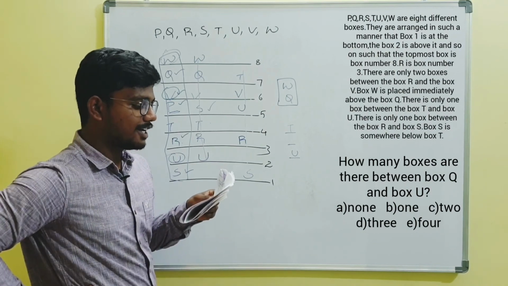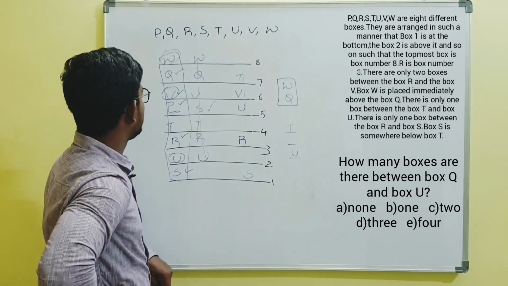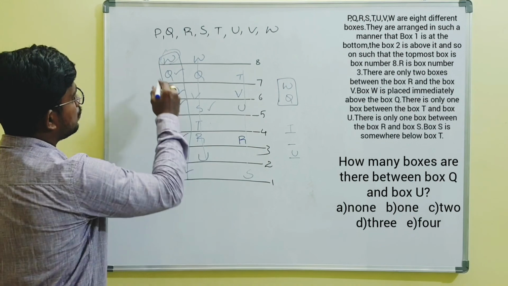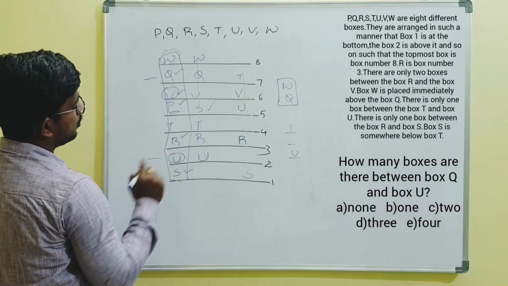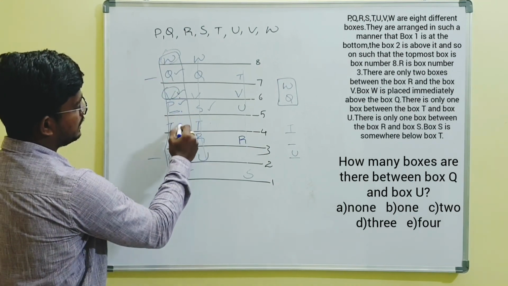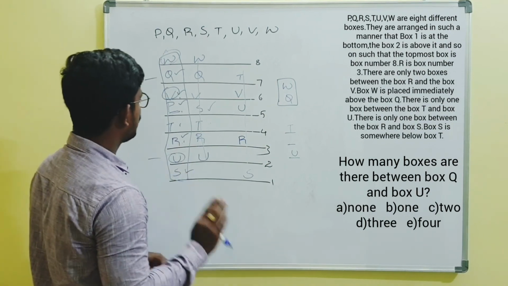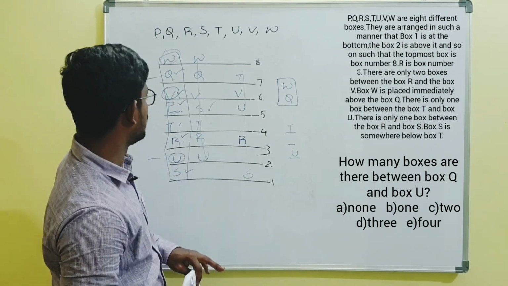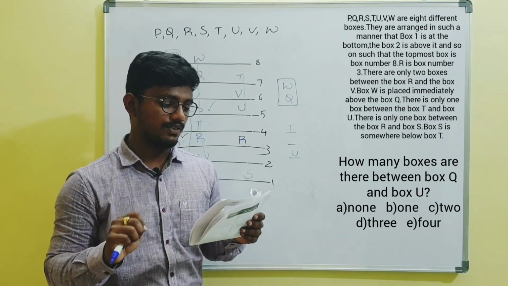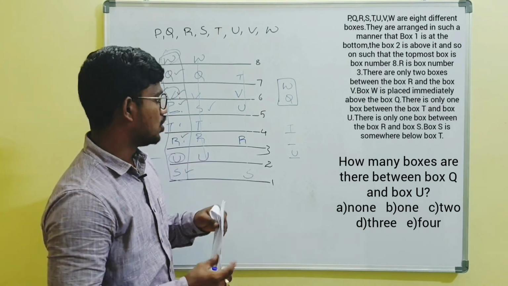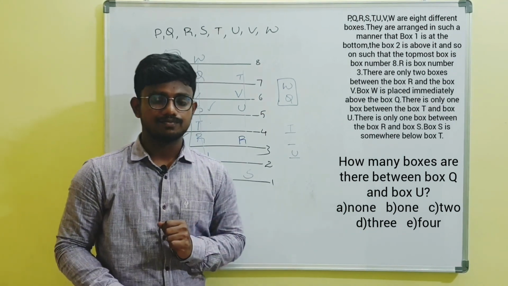How many boxes are there between boxes Q and U? V, P, T and R are the only boxes in between Q and U. So there are 4 boxes between Q and U. So option E is our answer.